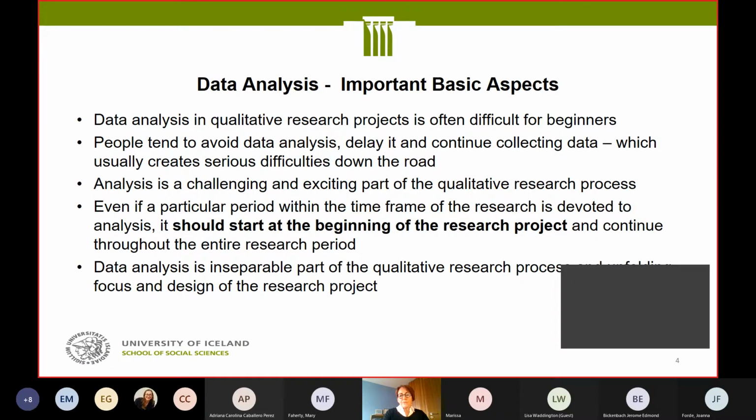And that usually, if people do that, can create serious difficulties down the road when you're faced with 1,000 pages of data and you think, okay, here is where my PhD ends. I cannot possibly manage all of these pages. They're undoable. So this training is meant for you not to be left with a 1,000-page, unsolvable pile.